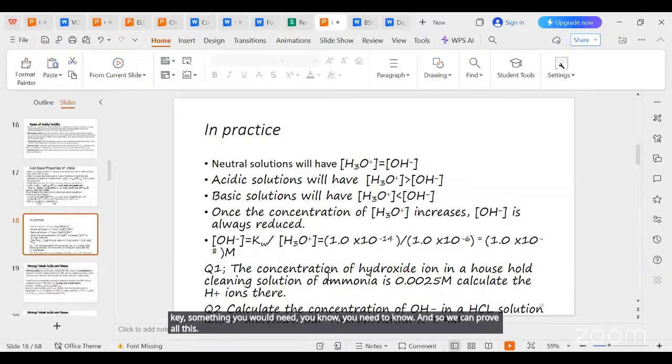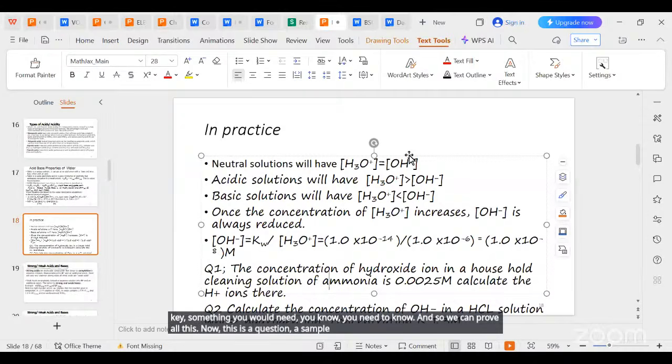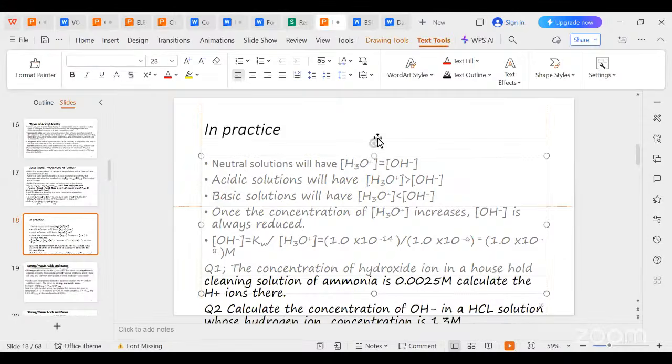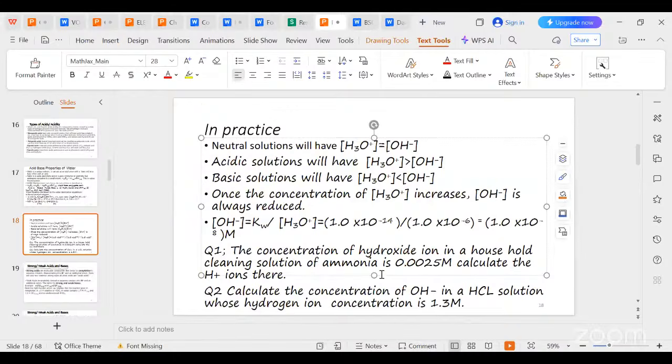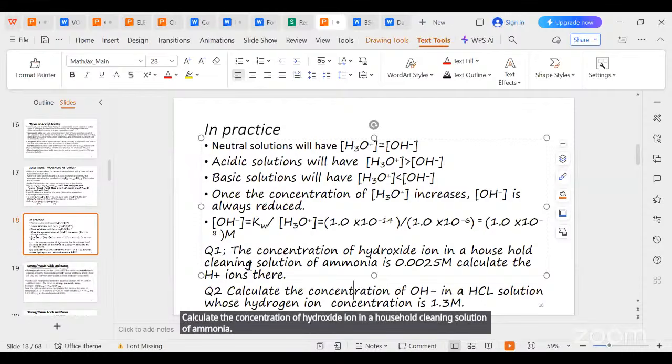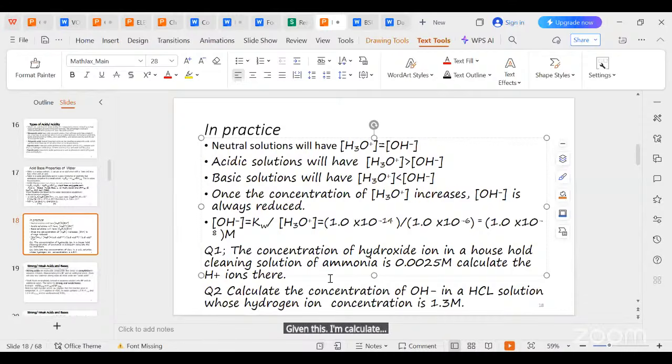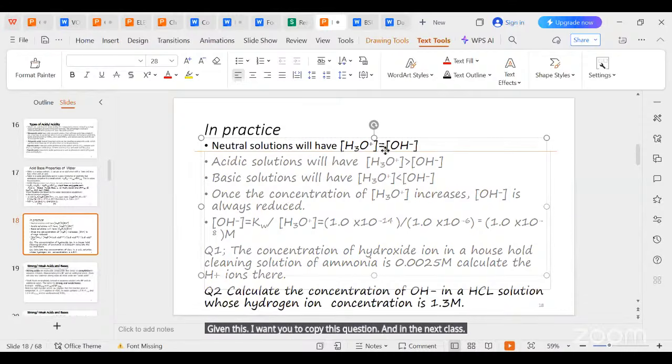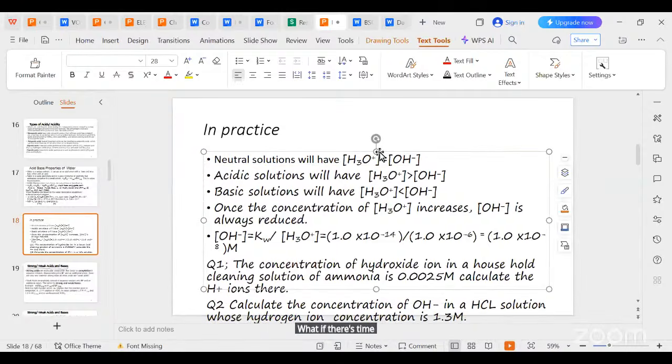Now, this is a sample question that we can try. Calculate the concentration of hydroxide ion in a household cleaning solution of ammonia. Given this, calculate. I want you to copy this question, and in the next class, if there's time, one person will solve it.